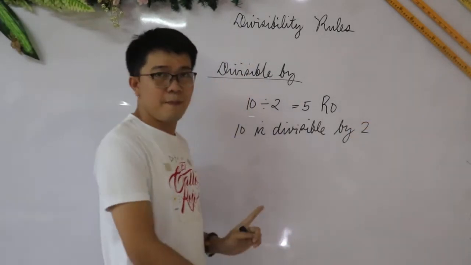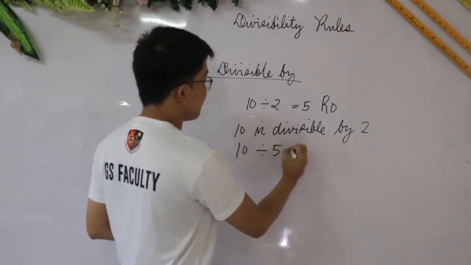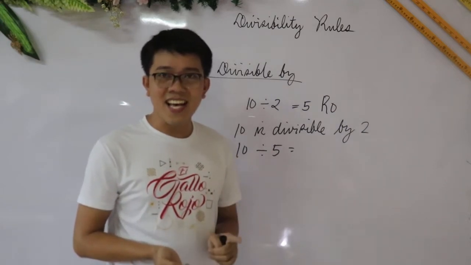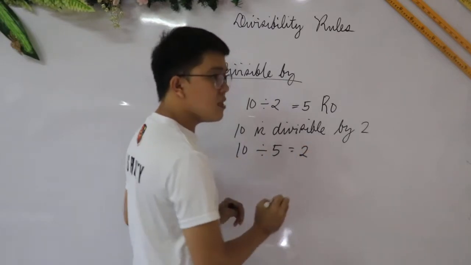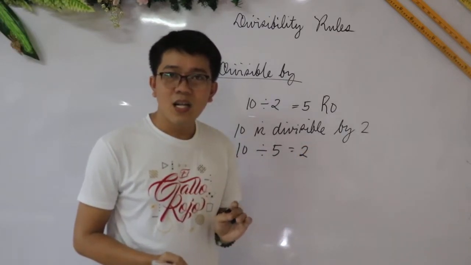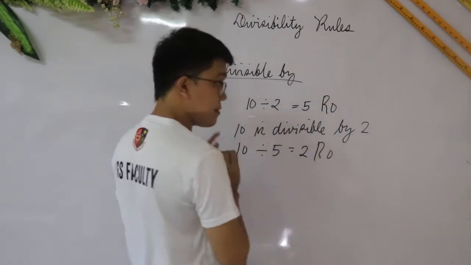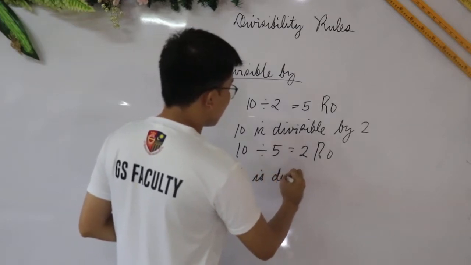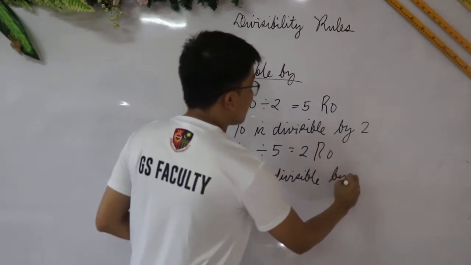Next example, 10 divided by 5. How many 5s are there in 10? Yes, exactly. There are 2 5s. Is there any remainder? No, there is no remainder. So we say that 10 is also divisible by 5.